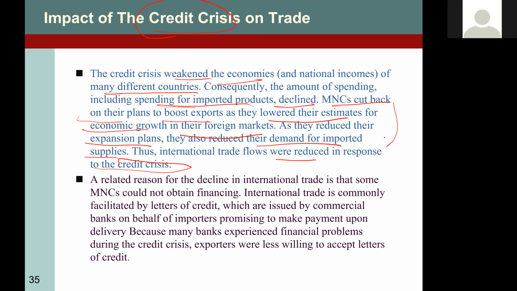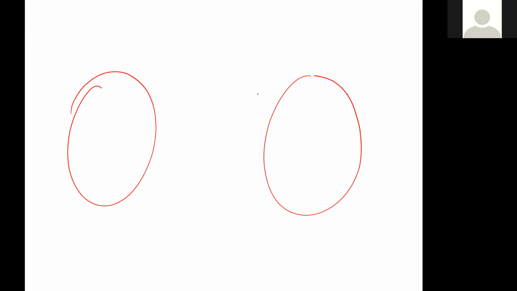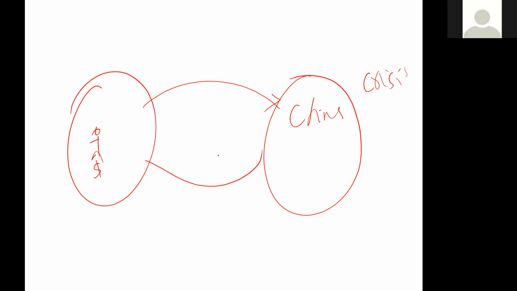Now, this is the case. Now, we talked about the example the opposite way. So this example is more about when in China, there is a crisis. What about the US? If you are here, what happened? Your exports start decreasing.